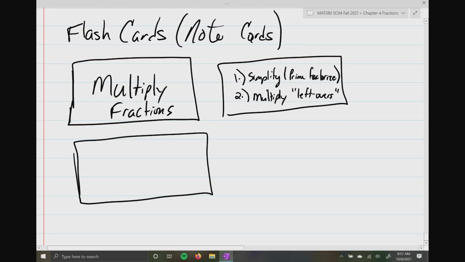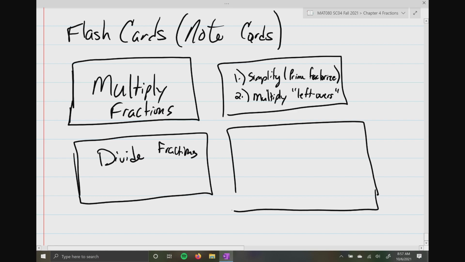Second flashcard. Obviously it should be divide fractions. Here's what should be on the back.